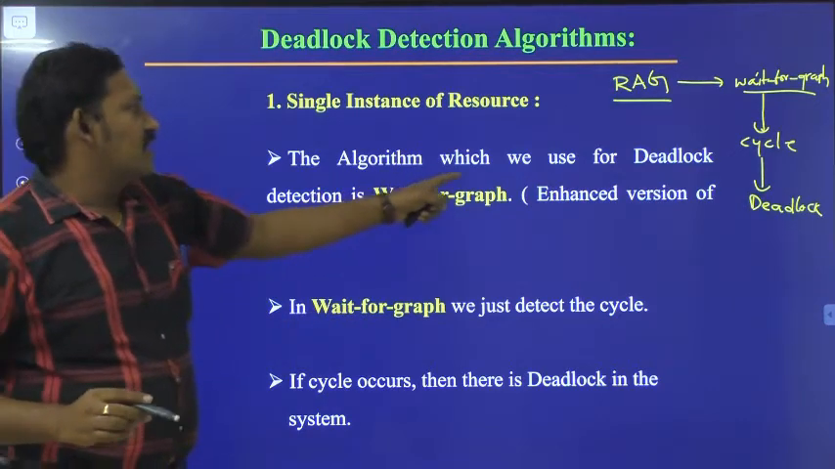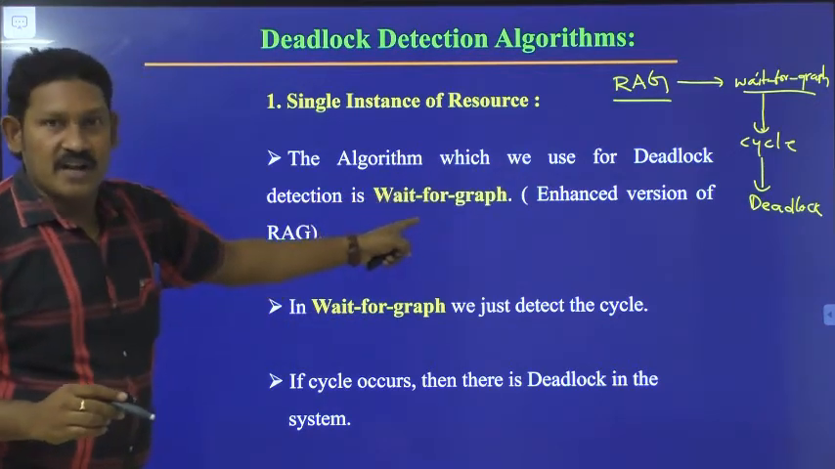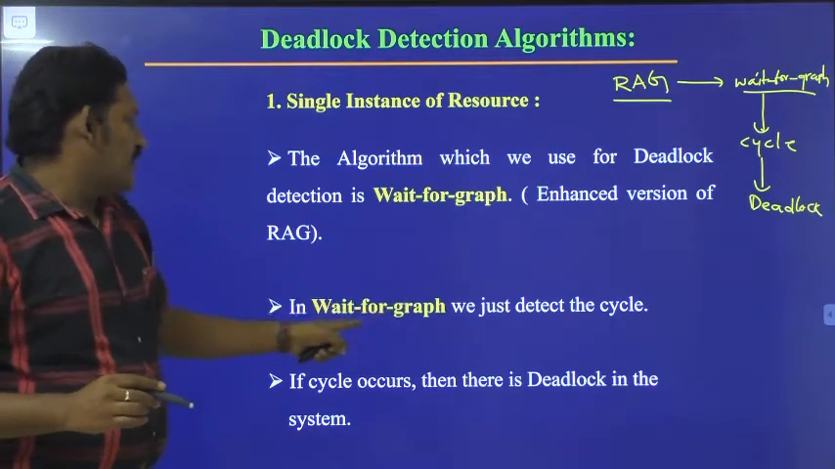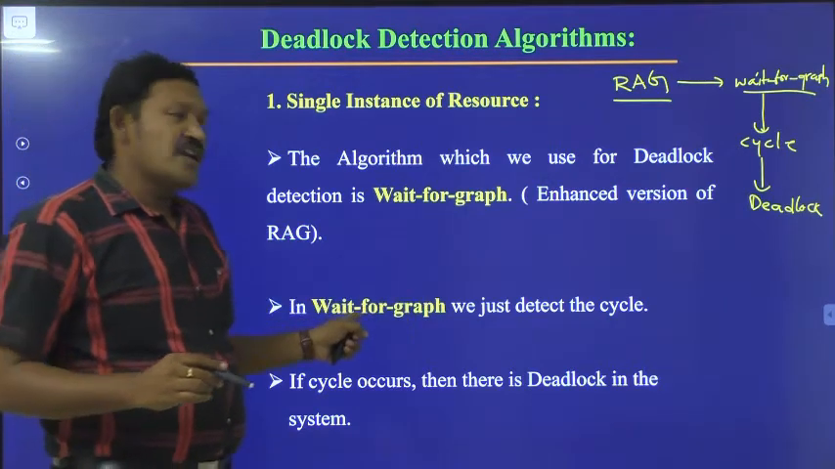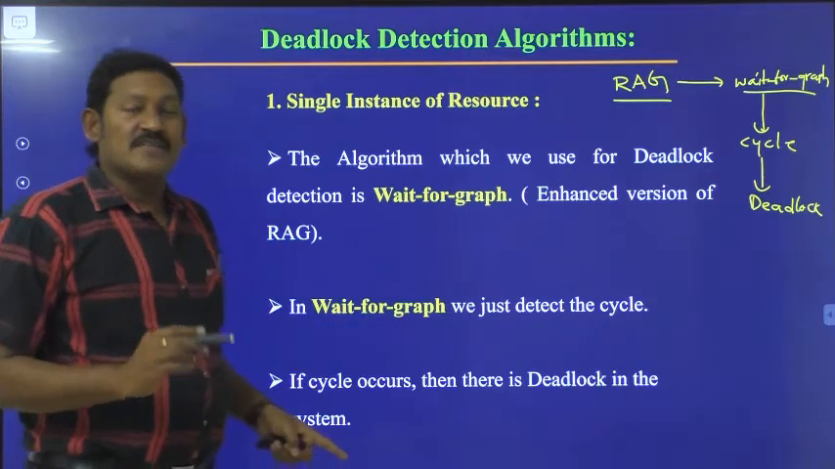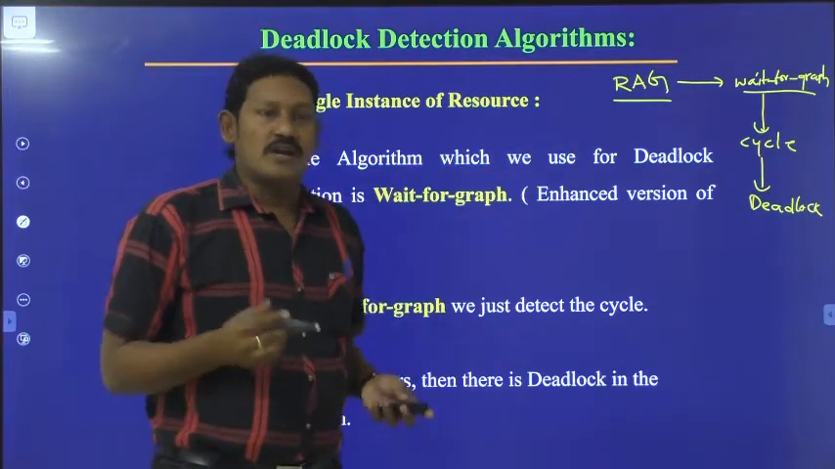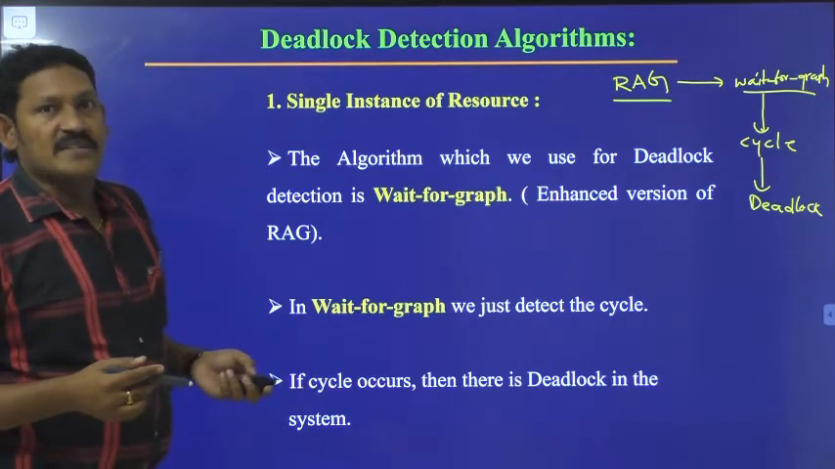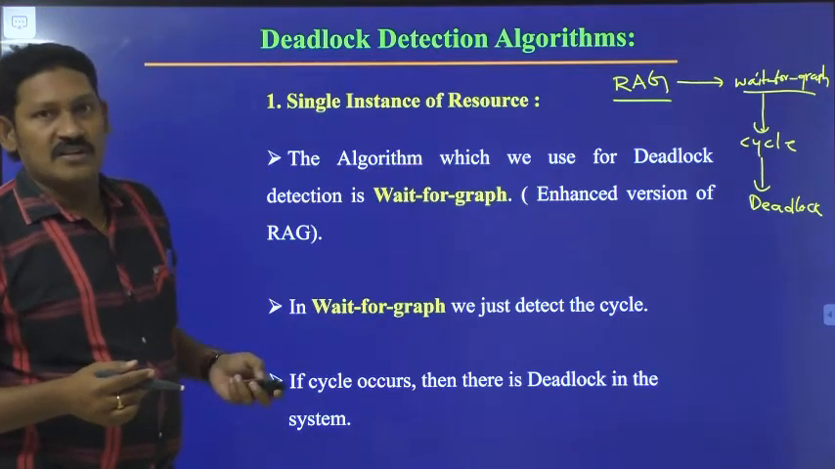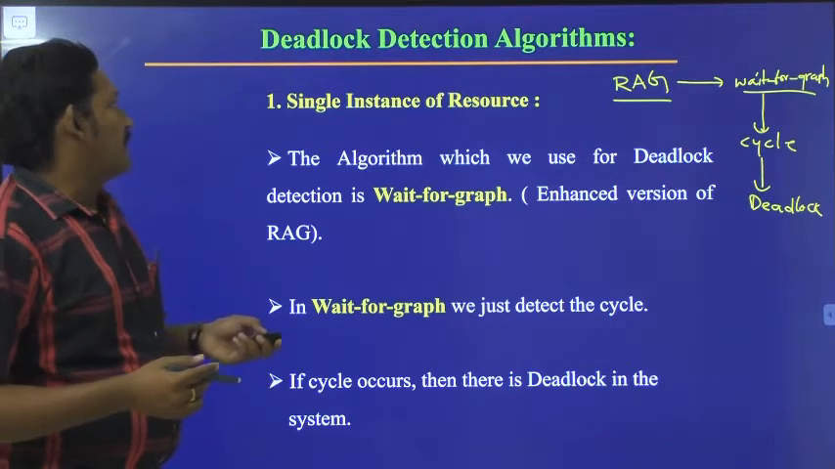The algorithm which we use for deadlock detection is the wait-for graph. In the wait-for graph, we just detect the cycle. If there is a cycle, then deadlock occurs. If there is no cycle, no deadlock. We will see this with an example. What is RAG? Resource allocation graph. We will see it with an example.